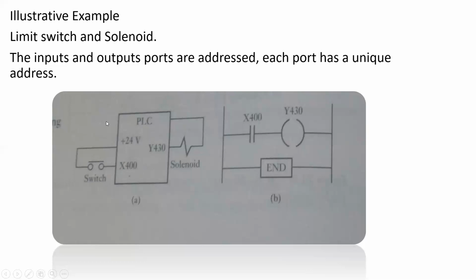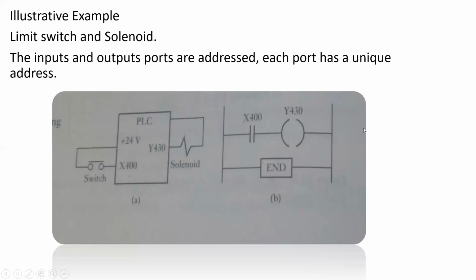So basically we are connecting inputs to the input ports and outputs to the output ports, and there is no interconnection. How we relate the input to the output is by using the program. Here is a sample program showing how to relate the input to the output. This is the input, which is normally open. As long as the input is low, this will behave as an open switch. We will address it by X400 because the input is X400, and the output is Y430. As it is only a one-rung program, in the end we will use END. What it depicts is that when the input goes from low to high, output Y430 will go from low to high.